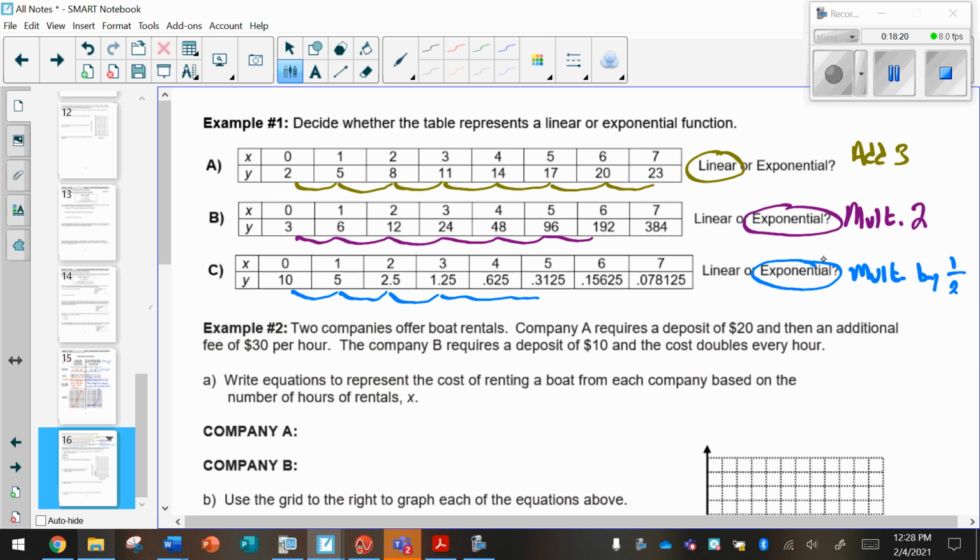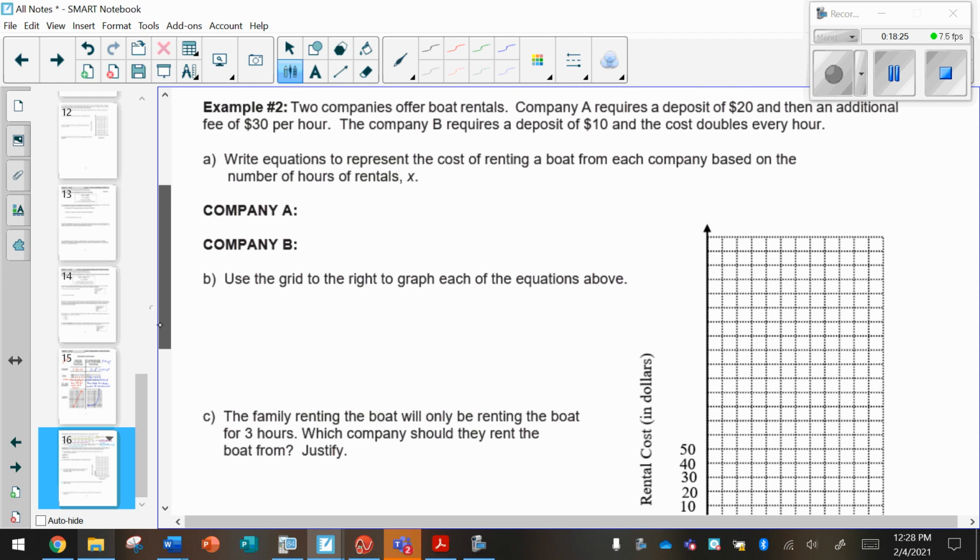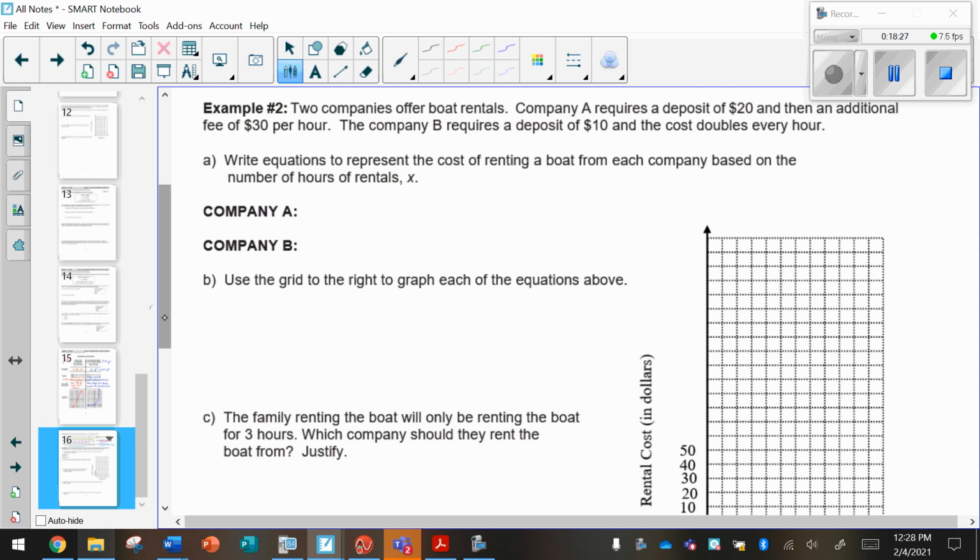And then the last example in your notes is actually the example that we just did with our practice on lesson 6.5. So we already did this. I renamed the boat companies, but it's the same companies. $20 deposit, $30 an hour, $10 deposit doubles every hour. So we already did this question.